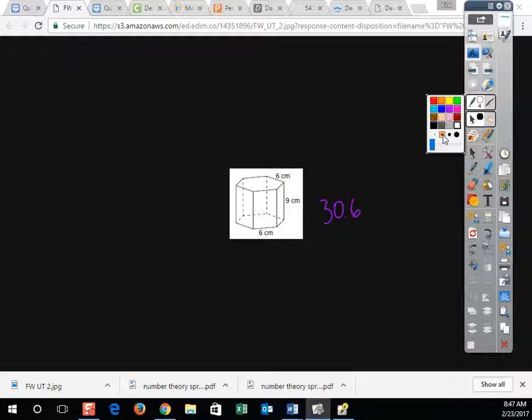All right. So it said that the area of the base was 30.6.